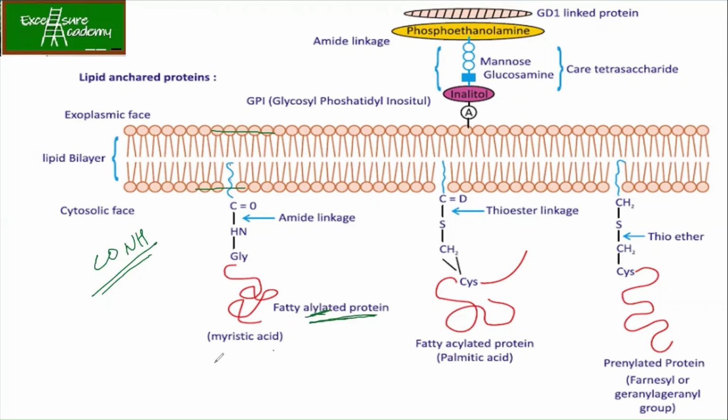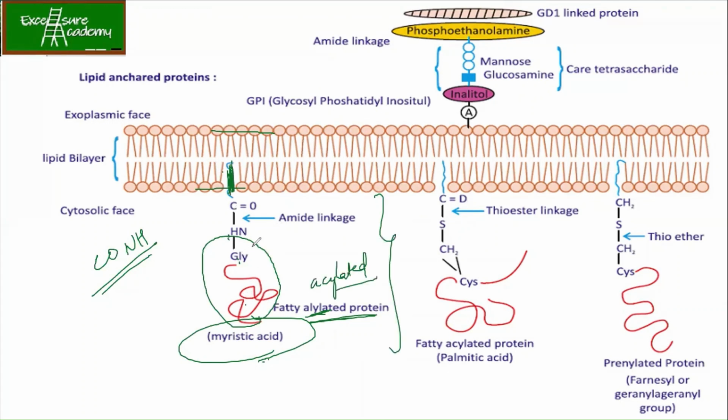Here we have used myristic acid. Where is your myristic acid? Over here. The fatty acid can be present here because it is a hydrophobic molecule, right? So your myristic acid will be here, and that myristic acid is making an amide linkage with your protein. The protein is attached to glycine. Can you see? This is fatty acylated. Is it clear? The amide linkage is there.